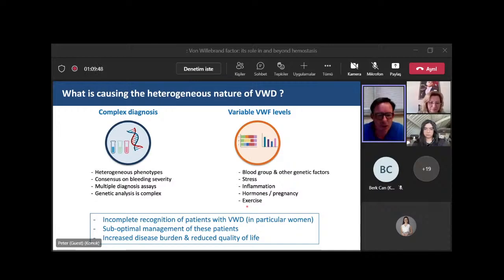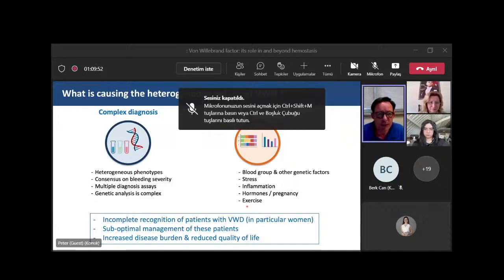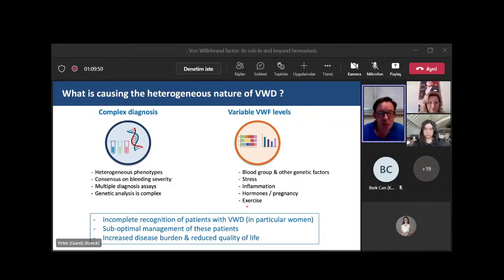So why is it so heterogeneous? Well, there are different ways to look at it. First, it is not always very easy to diagnose. The phenotypes are not always the same. So patients who may have VWD and who see their primary physician may not always be referred for further investigation to see if they have VWD or not. There's not always a consensus on the bleeding severity. What one may think is a severe bleeding disorder, others may consider just minor bleeds you have to live with. Not all the labs are equipped to diagnose VWD correctly, and also the genetic analysis is not always straightforward.